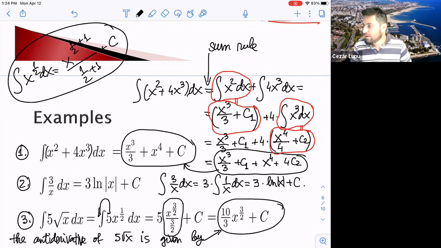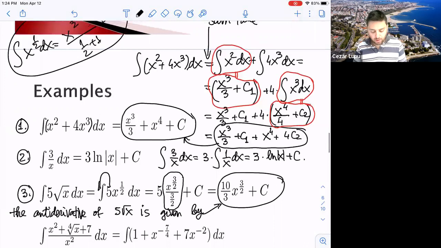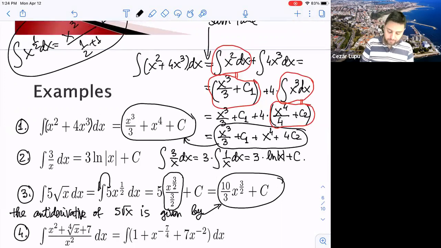All right, great. Let's see another example, the fourth one, which is a little bit more complicated. What if you have to compute the integral of this? So the integral of x squared plus the fourth root of x plus 7, and on the bottom you have x squared. Wow. All right, great. So what are you going to do? You see, you can divide by x squared. So you can use basic, let me write it here, some details, because I skipped on purpose some details here.